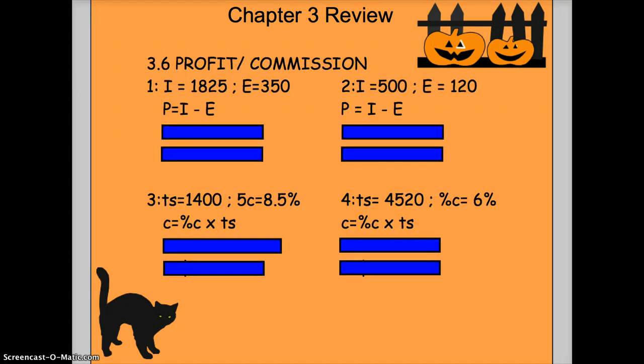Okay, let's continue on with 3.6, commission and profit. First two problems involve profit, so we use that PIE formula, P equals I minus E. And again, plug in your numbers and subtract. Very simple, very basic.